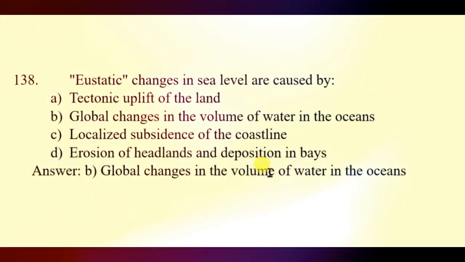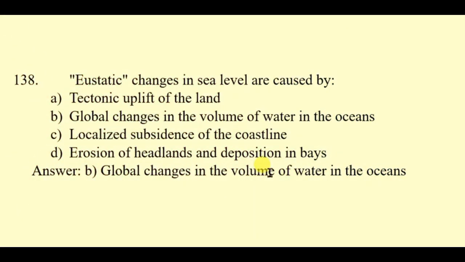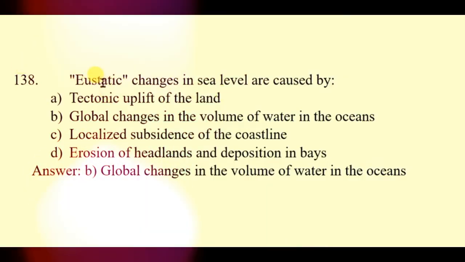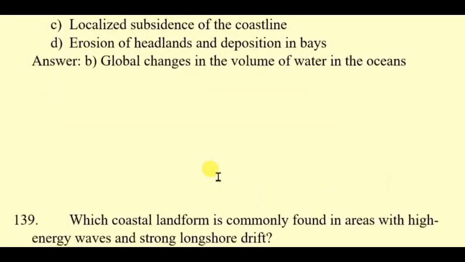Question 138. Eustatic changes in sea level are caused by tectonic uplift of the land, global changes in the volume of water in the oceans, localized subsidence of the coastline, erosion of headlands and deposition in bays. Here the right answer will be global changes in the volume of water in the oceans. If it is tectonic uplift, then it will be called isostatic, not eustatic. This is the difference between eustatic and isostatic. Isostatic is related to tectonic processes, and eustatic is not related to tectonic processes; it is about the water in the ocean.